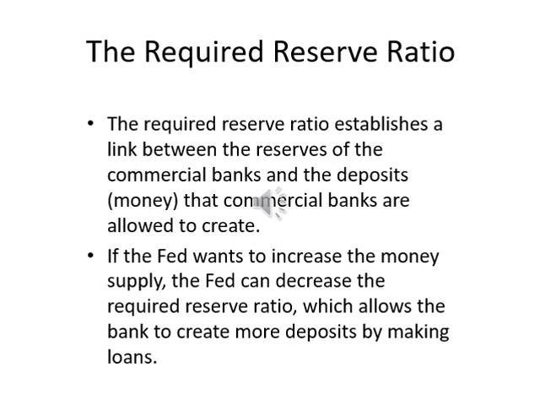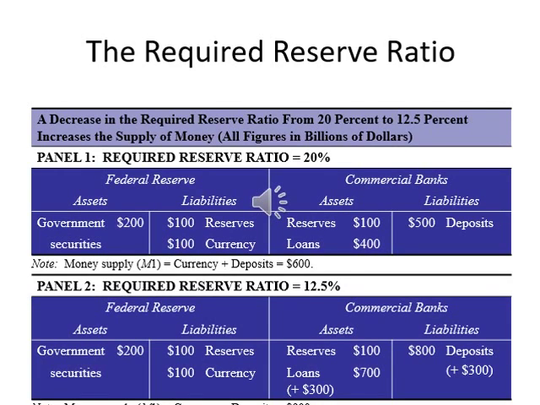The required reserve ratio. The required reserve ratio establishes a link between the reserves of the commercial banks and the deposits, money, that commercial banks are allowed to create. If the Fed wants to increase the money supply, the Fed can decrease the required reserve ratio, which allows the bank to create more deposits by making loans. A decrease in the required reserve ratio from 20% to 12.5% increases the supply of money, all figures in billions of dollars.